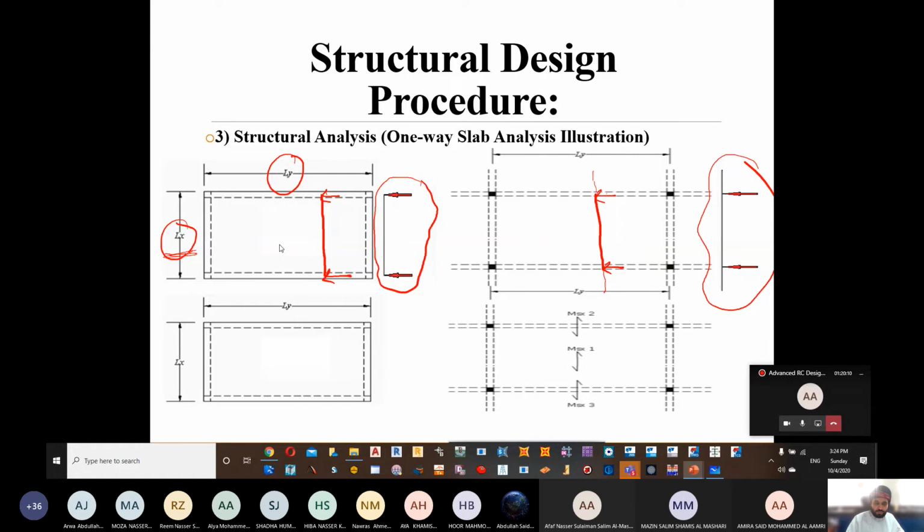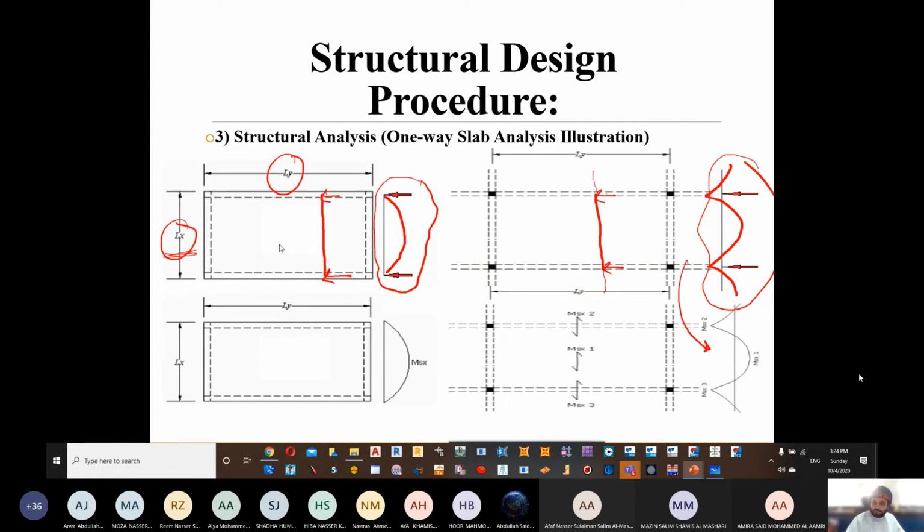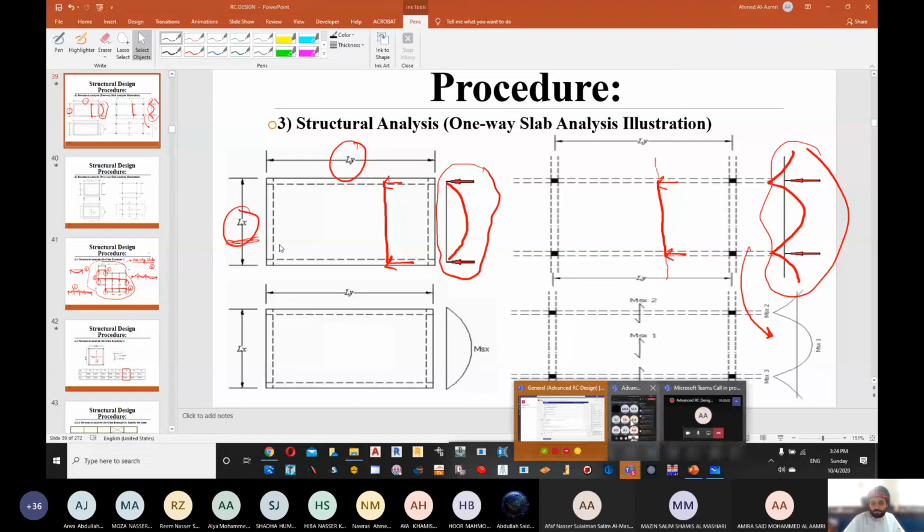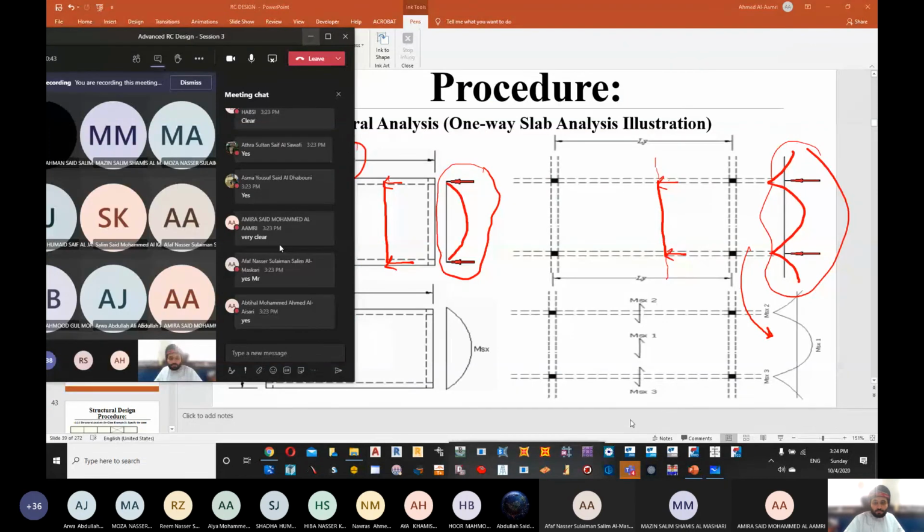Now when I go and draw the bending moment diagram, you will see that the bending moment will start from 0 and it goes here. The second scenario, it goes up, down, up, and then down. Whatever you are seeing here. Clear? Are we fine?